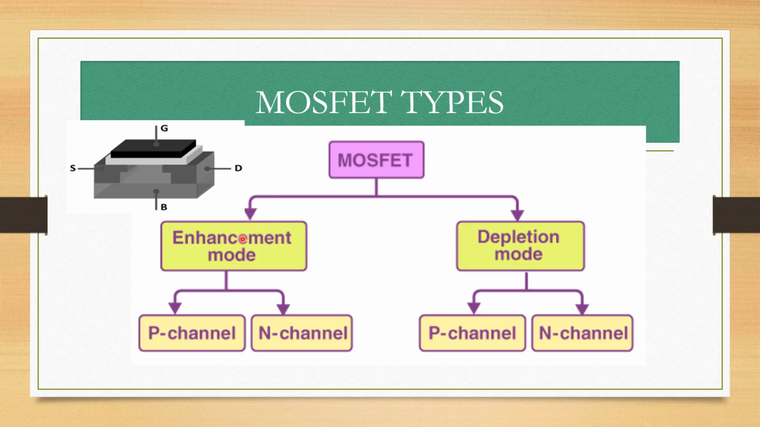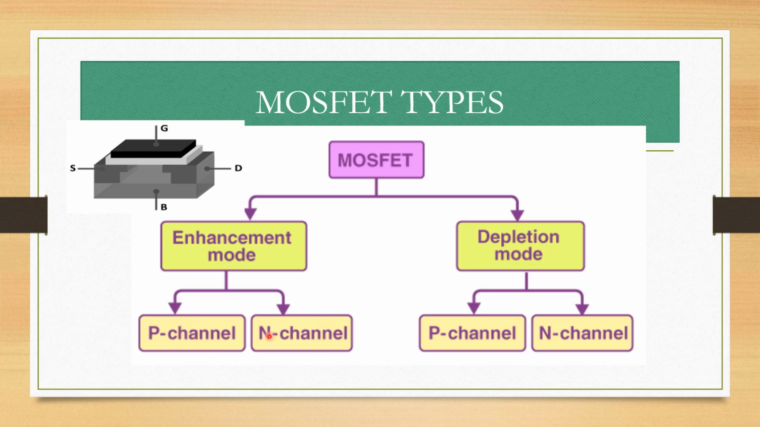So mainly for MOSFET the types are enhancement mode and depletion mode. In enhancement mode we have P channel and N channel MOSFET. Similarly in depletion mode we have P channel and N channel MOSFET. If it is a P channel MOSFET, the channel between here will be P. That means we will be having a lightly doped P type substrate and two heavily doped N type regions.